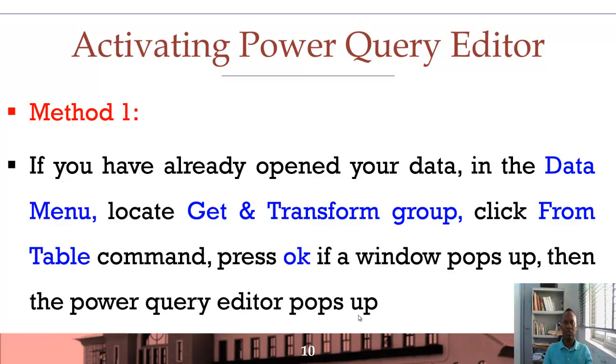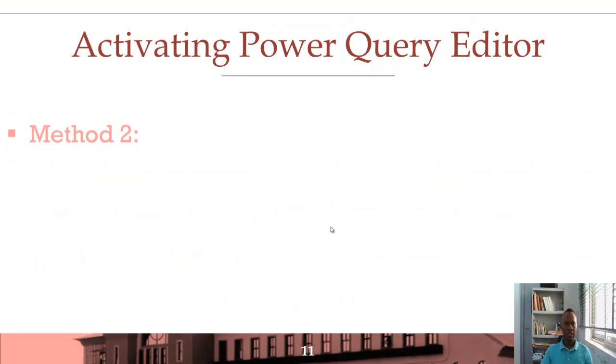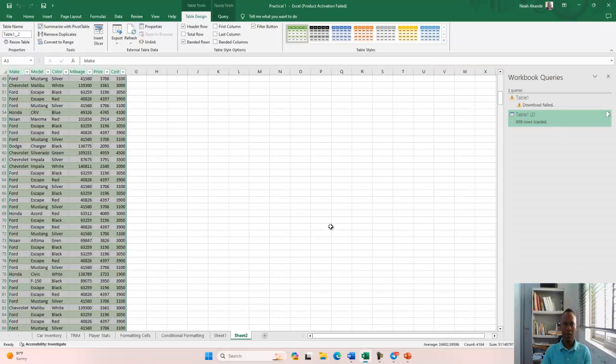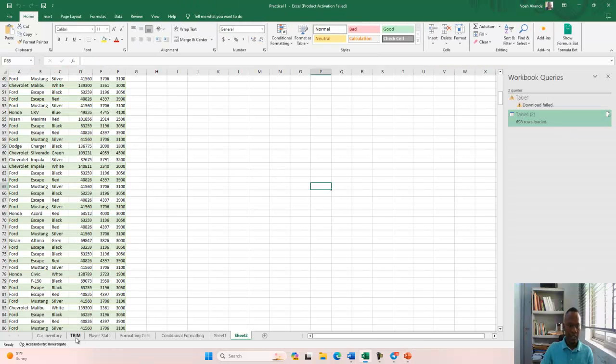So number one, the first method of activating the Power Query Editor: if you have already opened your data, in the Data menu, locate the Get and Transform group, click the From Table command, press OK. Then the Power Query Editor will pop up. Now, what's the second method? If you've already opened your data, in the Tell me what to do menu, you can enter power, then it will pop up.